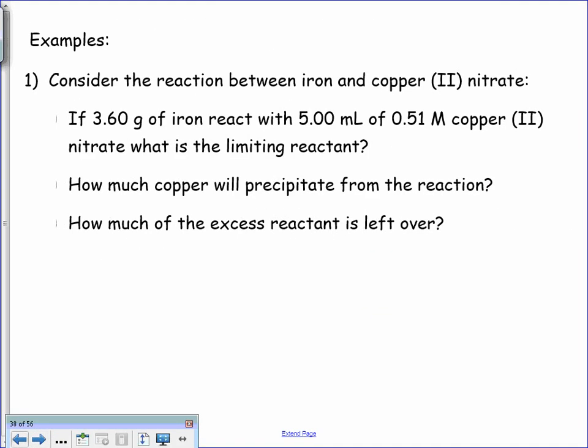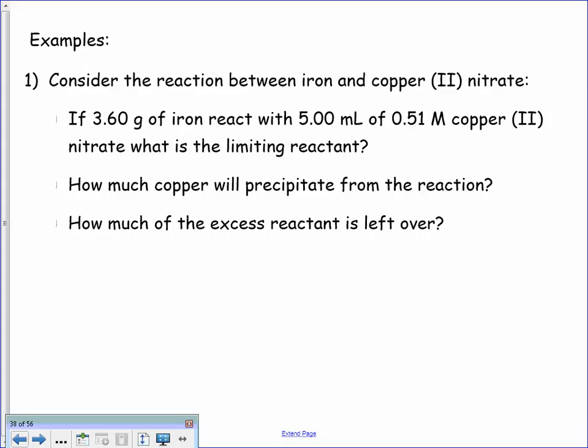I want you guys to write down the givens first and let's talk about it, and then we'll move on to solve it. The reaction is between iron and copper 2 nitrate, they react. And then it gives us information about grams of iron that are reacting. It gives us information about the volume and the molarity of the copper 2 nitrate that's reacting.